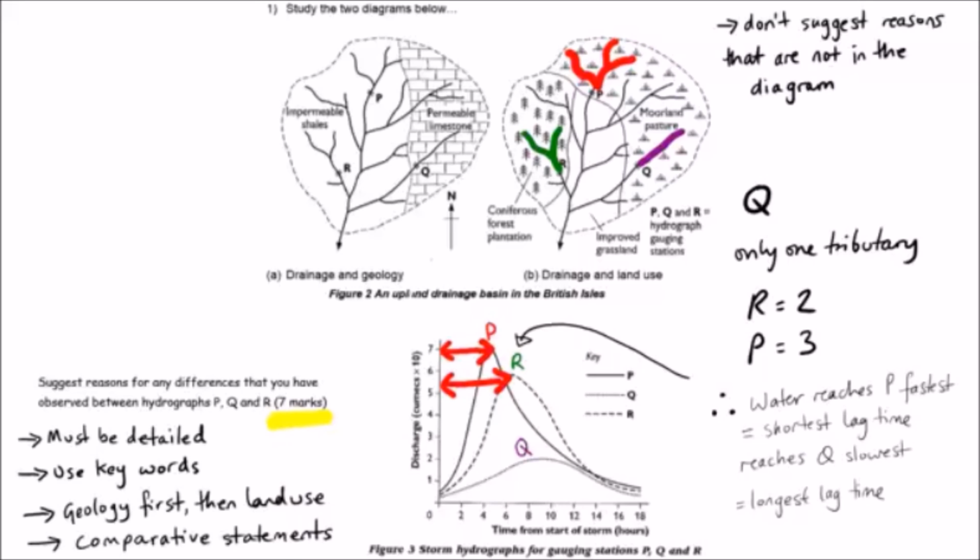Now, I'm not going to go into any more explanations that you could give from the diagram, but I hope these examples have given you a good idea of how to reach level 2 in this question.